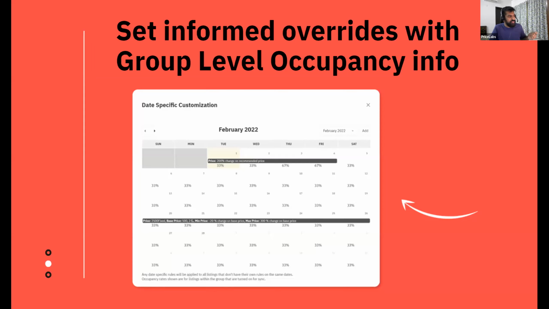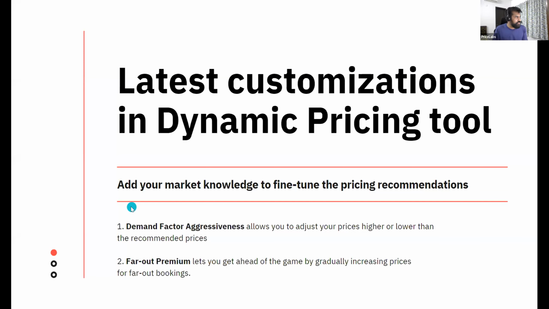Group level occupancies. If you're not familiar with groups, I would recommend attending PriceLabs' 201 training webinar. And I'll drop all of these links in the chat as Fausto's chatting on the call. But if you're using groups in PriceLabs, you can now see occupancy percentages on the group calendar, which can help you decide if you want to override certain dates in PriceLabs.